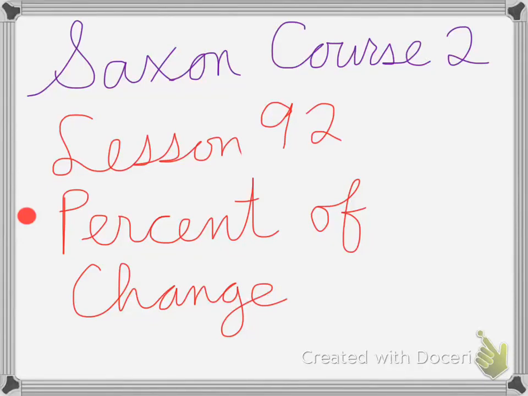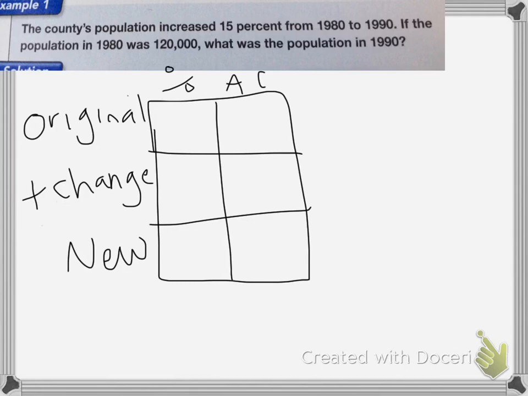Saxon Course 2, Lesson 92 is on percent of change. The county's population increased 15% from 1980 to 1990. If the population in 1980 was 120,000, what was the population in 1990?